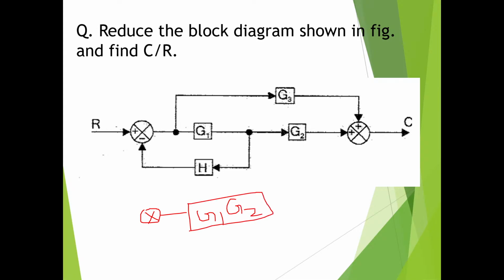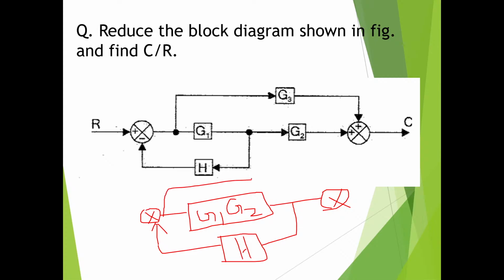You can do that also. There is another summing point. And here, this is my H block. This is my summing point. And G3 is there. Here C is there. Here on the input side, with the arrow mark, R is there.